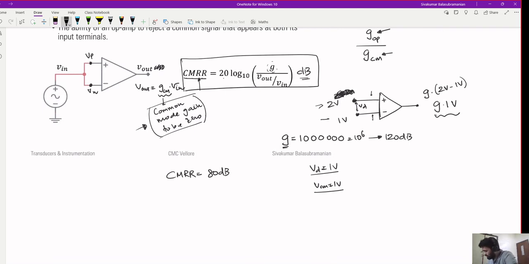Because there will be a contribution from your differential input, which is G times VD. There will also be a component from GCM, the common mode gain, into VCM. Now this we know because we know the open loop gain. What will this be if you're given the common mode rejection to be 80 dB?